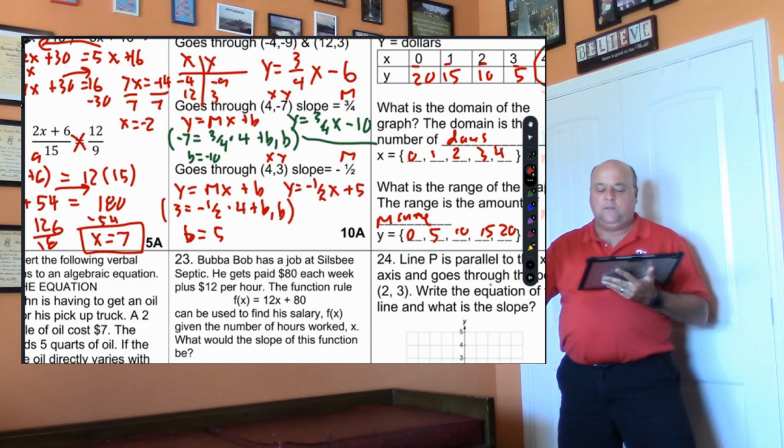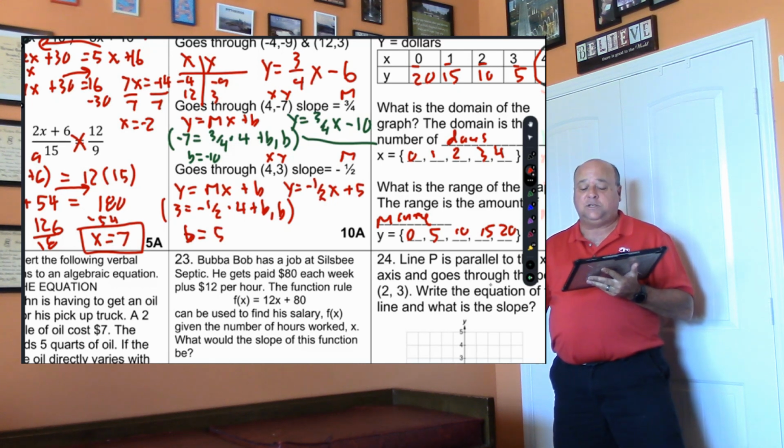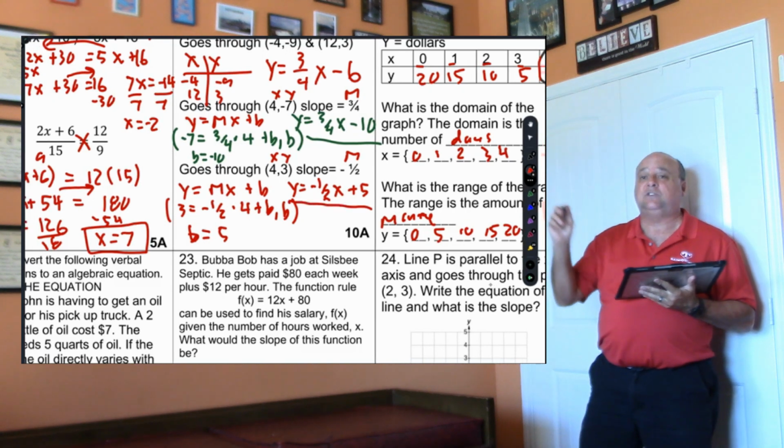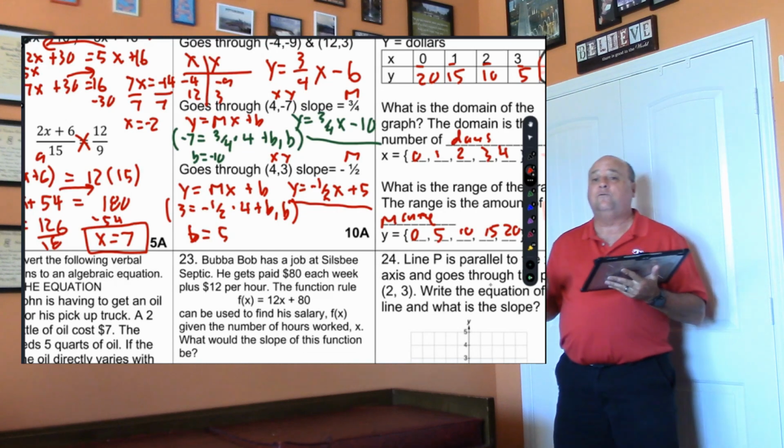If I were to put 4 in there, negative 1/2 times 4 is negative 2. Negative 2 plus 5 is 3. So if I input 4, I would output 3. This is the equation of the line with the slope of negative 1/2 that goes through 4, 3.